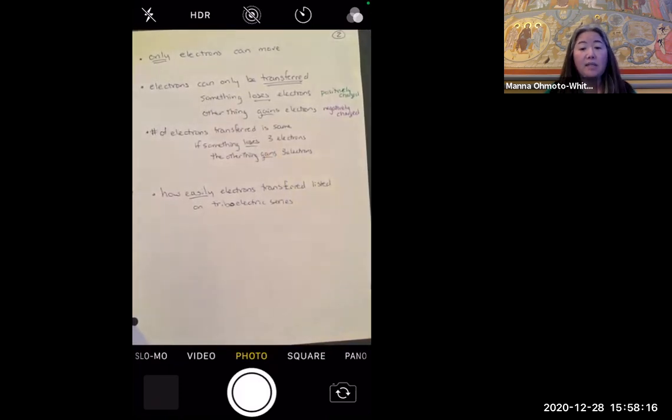And how easily those electrons are transferred is listed on the triboelectric series. The triboelectric series is basically comparing two objects with one another so that when I rub them against one another, one of them will have a tendency to grab the electrons, the other one will have a tendency to lose the electrons. The thing that grabs the electrons becomes negatively charged, the thing that loses the electrons becomes positively charged. And the farther they are apart on the triboelectric series, the more that transfer will happen.